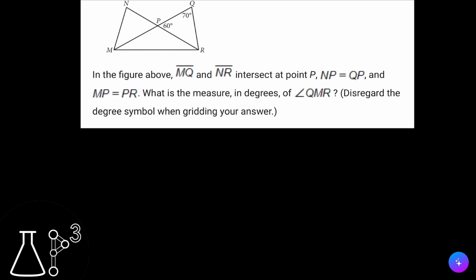Okay, let's use the information given. I'm given that MQ and NR intersect at point P. I'm given that NP equals QP, and I'm also given that MP equals PR. Let's notice something right away. They're telling me that MP equals PR. So I'm doing a highlighter. So here equals here. What does that mean?